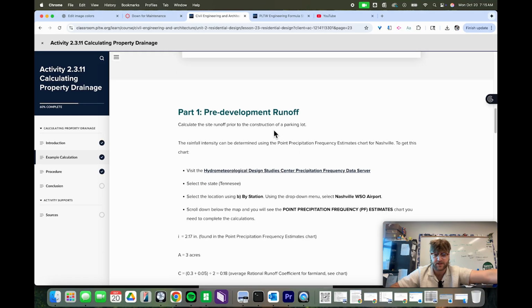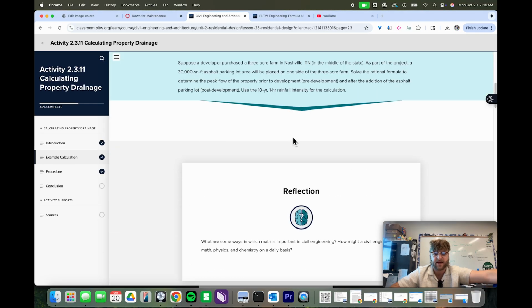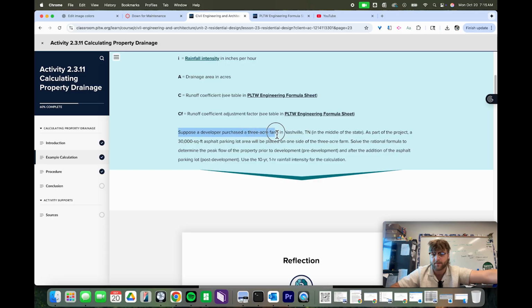So let's go ahead. Let's go through this example here. So they have calculated the site runoff. So they have supposed a developer purchases a 3-acre farm in Nashville, Tennessee, in the middle of the state. As part of the project, a 30,000 square foot asphalt parking lot area will be placed on one side of the 3-acre farm. They want us to solve the rational formula to determine the peak flow of the property prior to development, which is our pre-development, right? And then after the addition of the asphalt parking lot has been added in, which is the post-development case. They want us to use a 10-year return period and 1 hour duration for the rainfall intensity for this calculation.